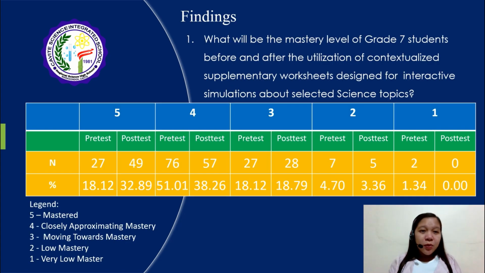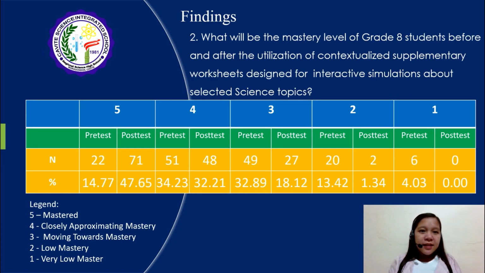Results show that 106 out of 139 grade 7 students, or 76%, got post-test scores under closely approximating mastery and mastered levels, compared to 103 or 74% in the pretest. There is an increment of 2% after using the worksheets. For grade 8, 80% got scores under closely approximating mastery and mastered levels compared to 49% in the pretest. There was an increment of 31% after using the worksheets for interactive simulations.